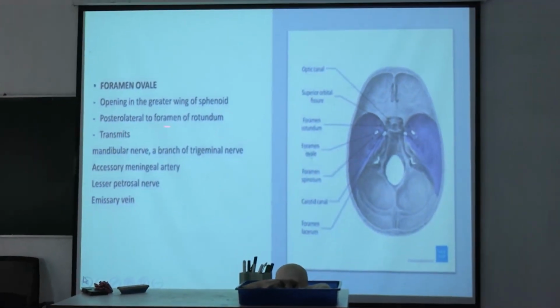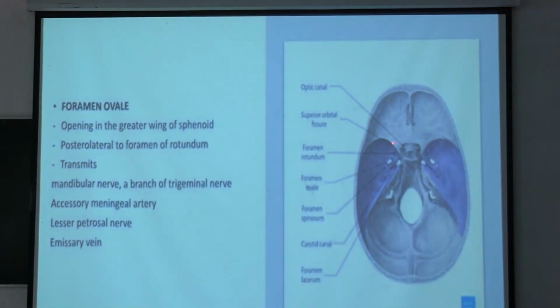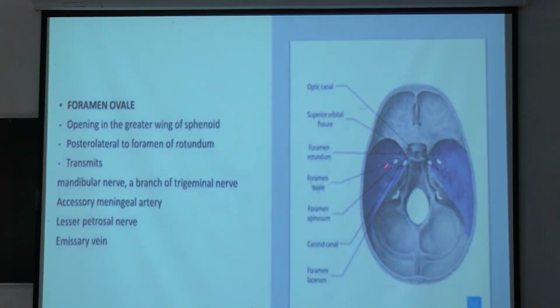Okay, second division of the trigeminal nerve. Ophthalmic was passing through the superior orbital fissure. Maxillary is passing through this foramen rotundum, which is the second branch of the trigeminal nerve. Next, we are going to foramen ovale. This opening is foramen ovale. It is opening in the greater wing of sphenoid and it is lying posterolateral to foramen rotundum. This is rotundum. Ovale is lying posterolateral to the rotundum.